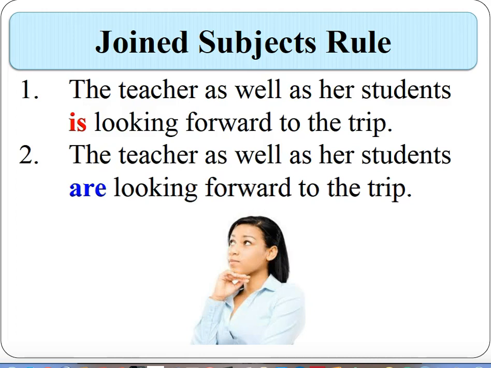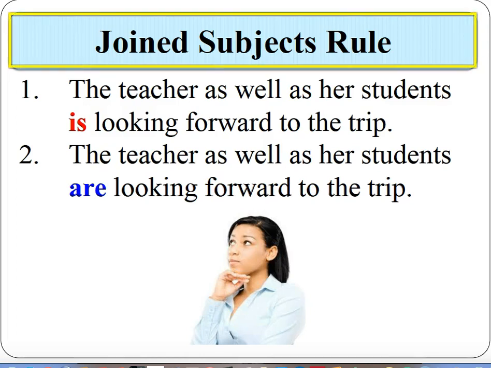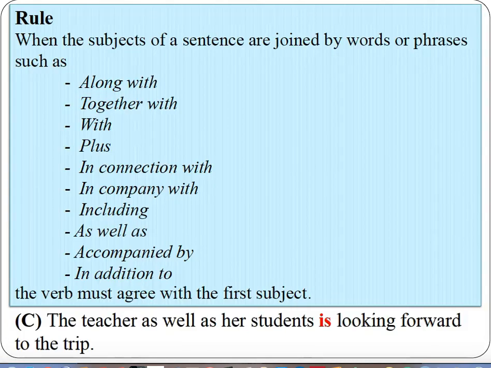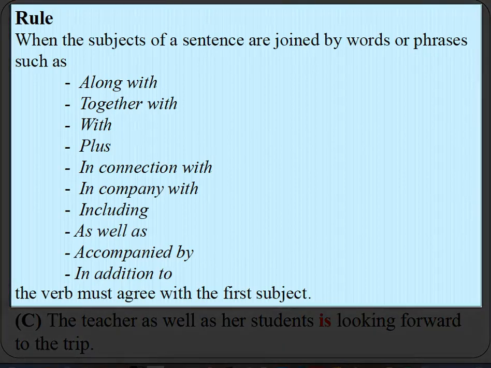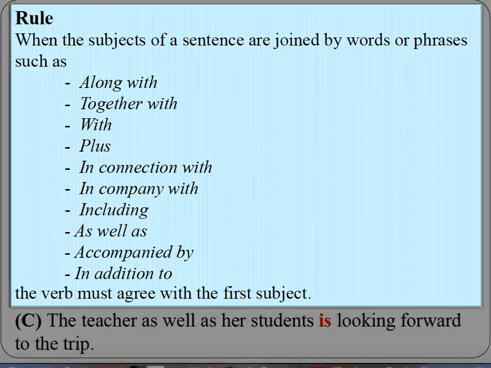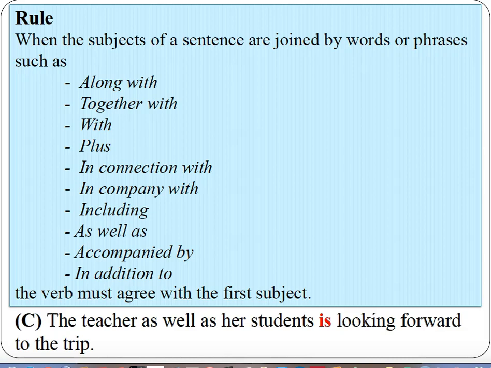In order to determine the correct sentence, we must carefully review the joined subjects rule. This rule states that when the subjects of a sentence are joined by words or phrases such as along with, together with, plus, in connection with, in company with, including, as well as, accompanied by, and in addition to, the verb must agree with the first subject. Therefore, the correct version of this sentence is as follows. The teacher, as well as her students, is looking forward to the trip.